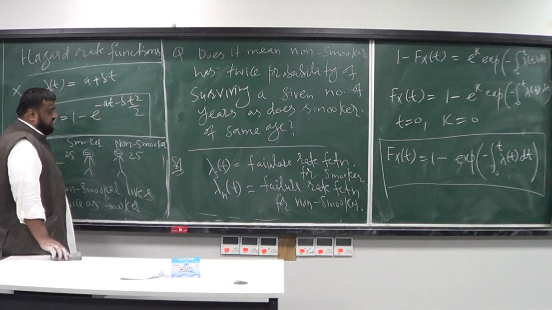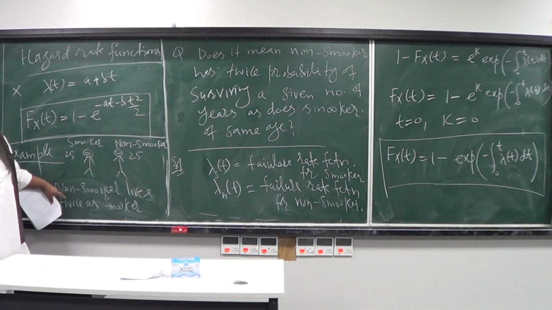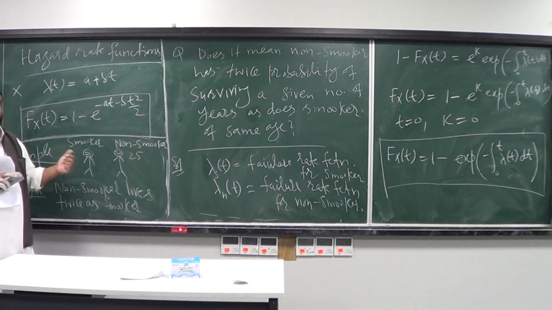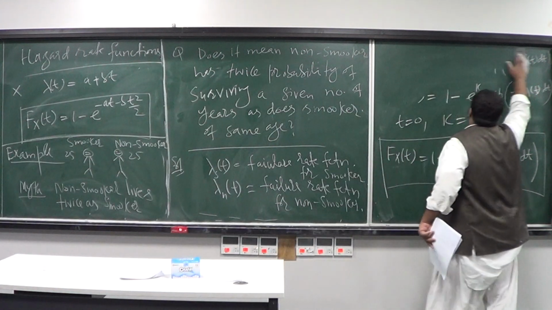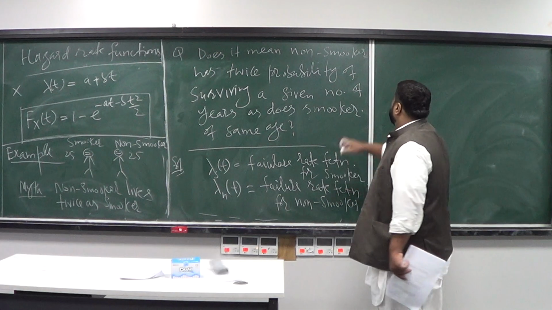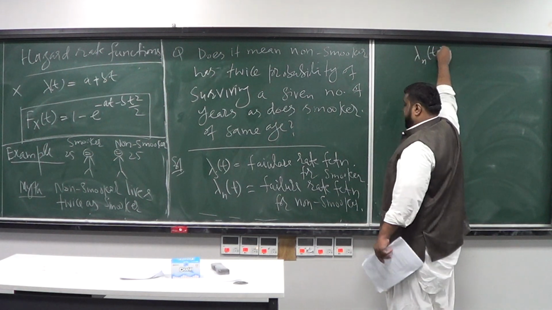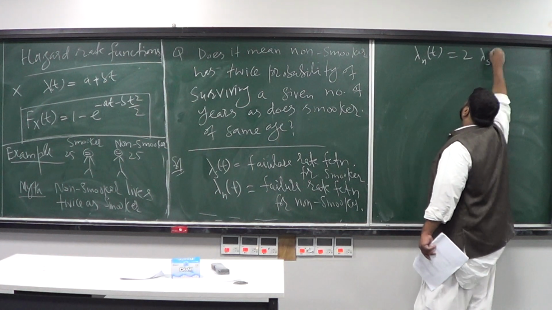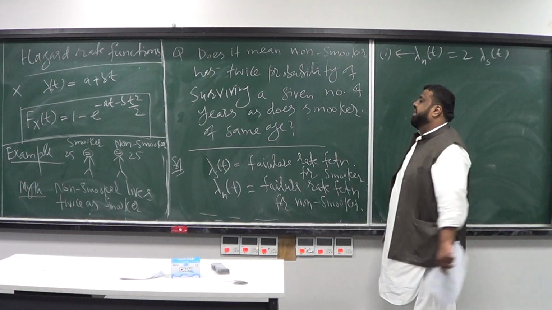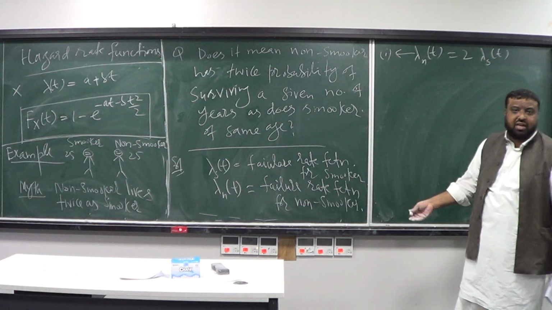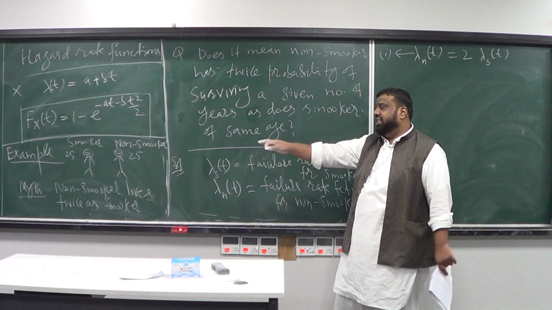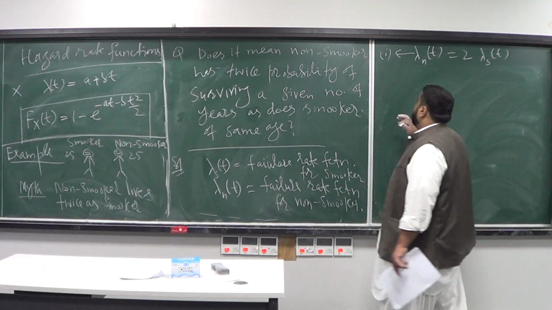So according to this myth, if you assume this myth is true, the non-smoker survives double than the smoker. So in other words, I can say that lambda n of t is twice lambda s of t. But does it mean that the probability of survival of the non-smoker is also double the probability of survival of the smoker, if both are the same age? Let's try to analyze that.